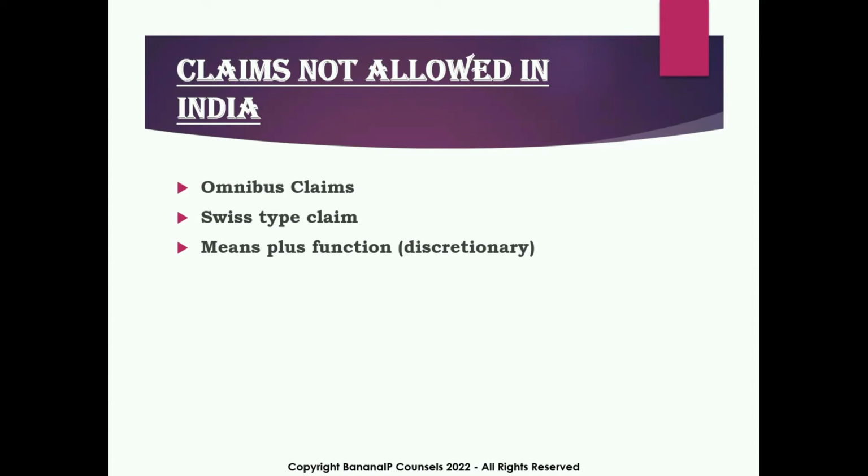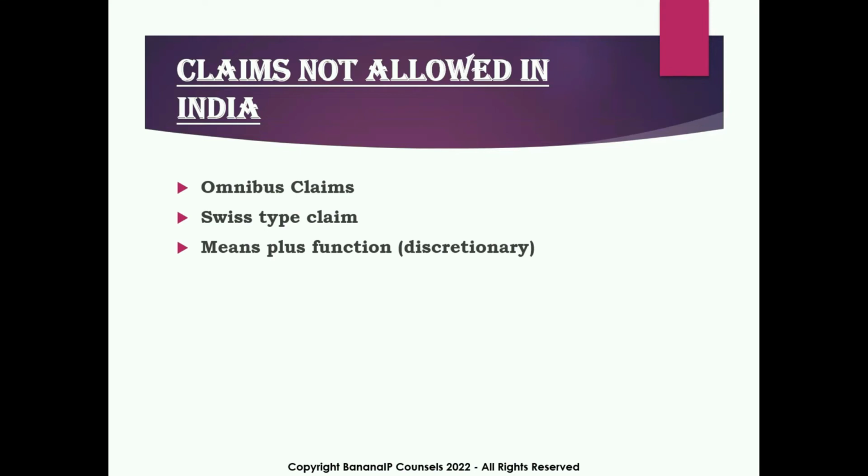The second one is the Swiss type claim, where we talk about the use of a known substance. As you all know, Section 3(d) very clearly says that a use of a known substance is not patentable. So the Swiss type claim is also not allowed in India.